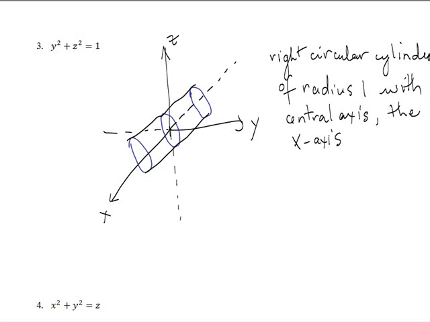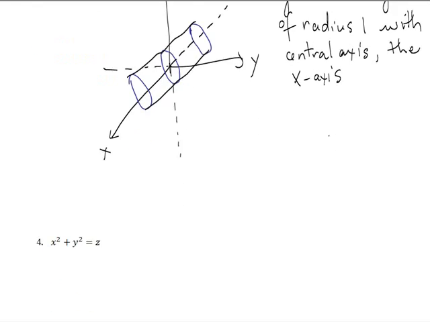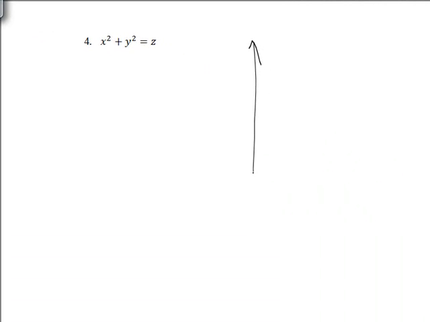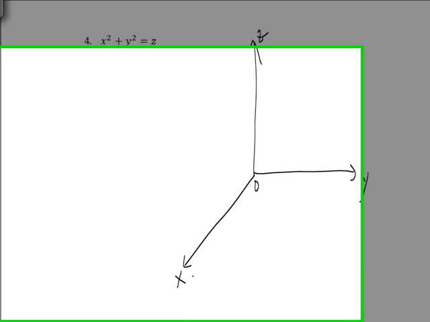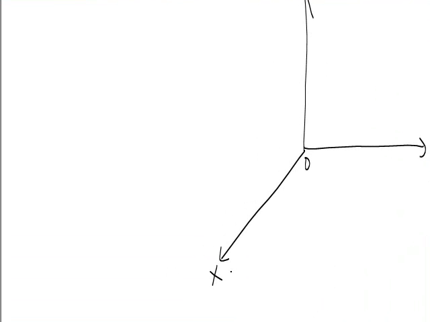Okay, and let's look at number 4. X squared plus y squared equals z. Now, what does that look like? Let us draw our axes first of all. All right, so we have x squared plus y squared. That looks good, but there's the z on the right. If we had x squared plus y squared equals some constant, that would not be a problem, right? But there's a z. So how do you handle the z on the right?